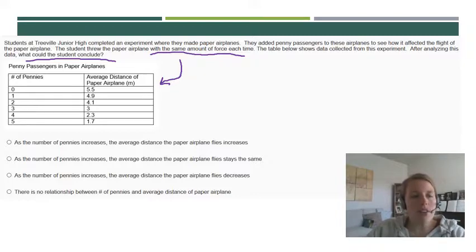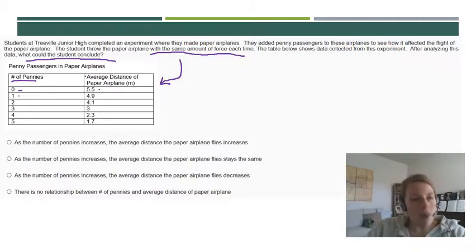This is a question I want you guys to take a look at and try to answer now, and maybe if we talk through it, you'll be able to select the right answer. But let's say here's the number of pennies, right? These are the penny passengers I'm going to add to my paper airplane. So first, I'm not going to have any passengers. I'm just going to throw the paper airplane, and the average distance it goes is 5.5 meters, okay, without any passengers.